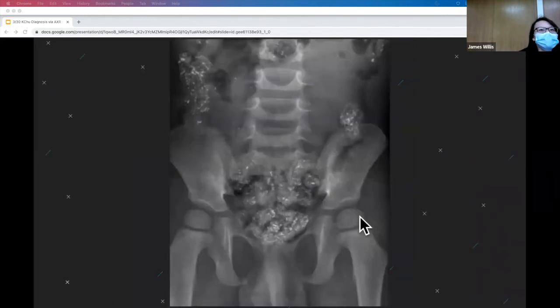Okay, and this is the last one, Spencer. Yeah, so these are actually lead chips in the large intestines. Lead chips. So some kid was eating lead, or eating paint chips from their home.